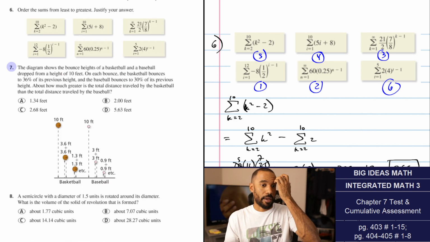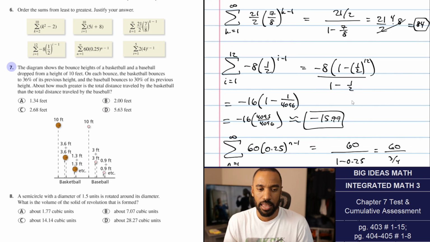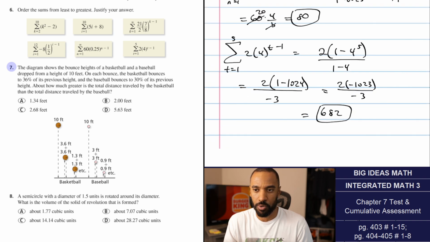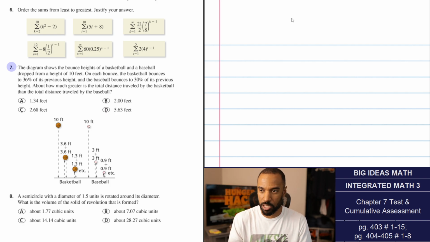The diagram shows the bounce heights of a basketball and a baseball dropped from a height of 10 feet. On each bounce, the basketball bounces to 36% of its previous height, and the baseball bounces to 30% of its previous height. About how much greater is the total distance traveled by the basketball than the total distance traveled by the baseball?